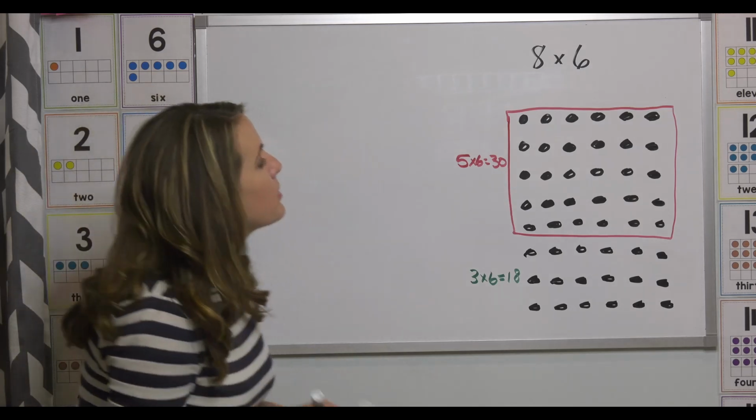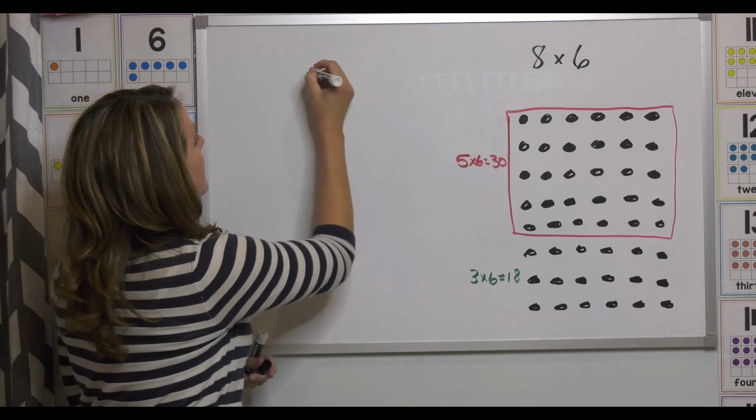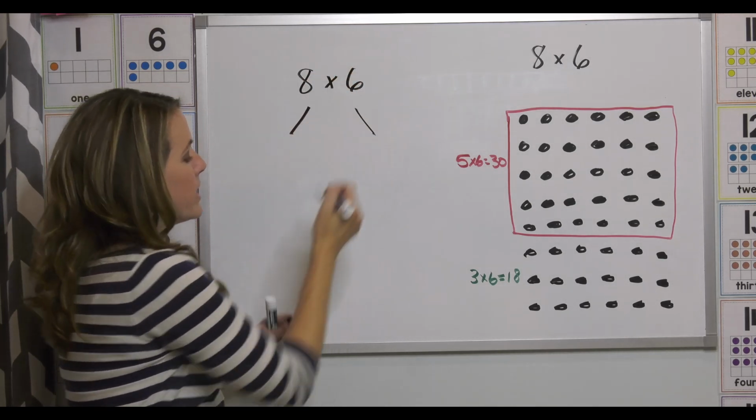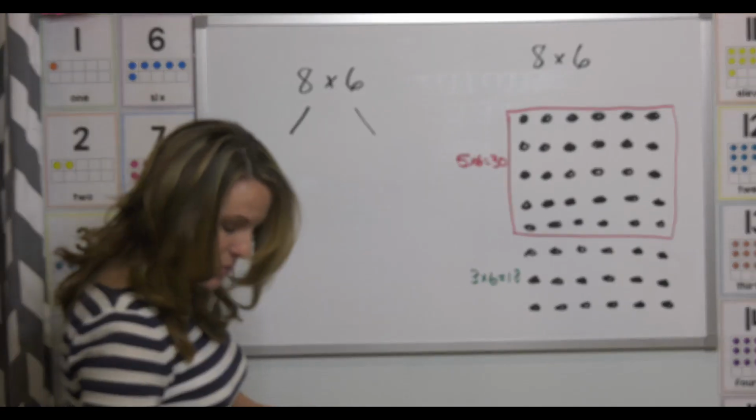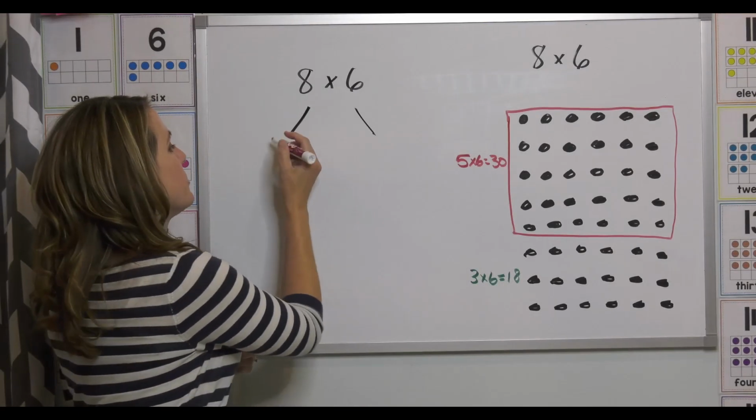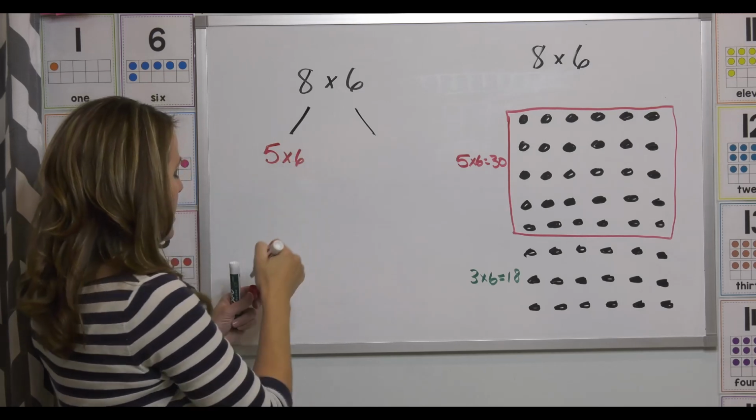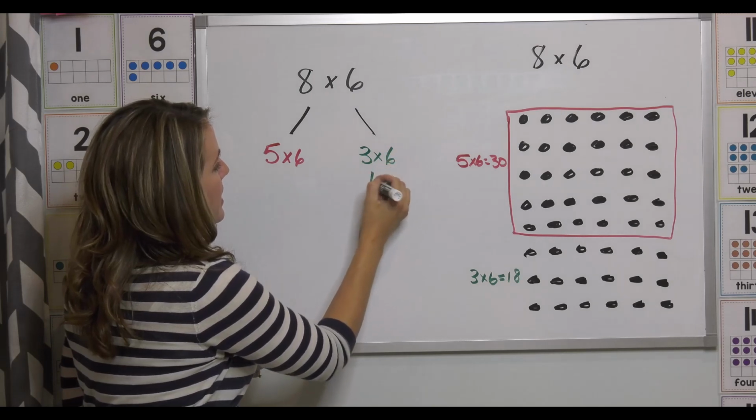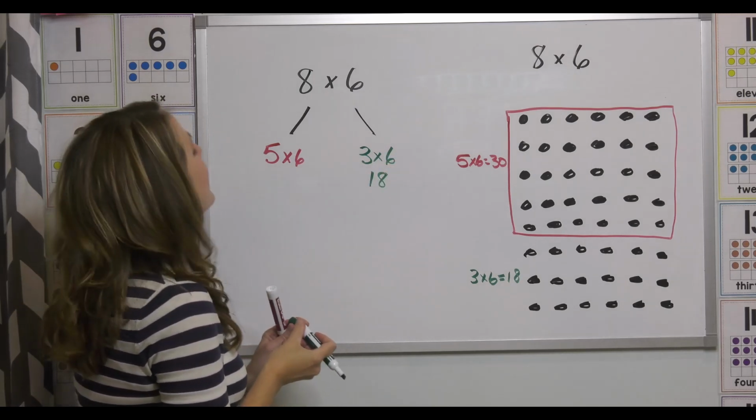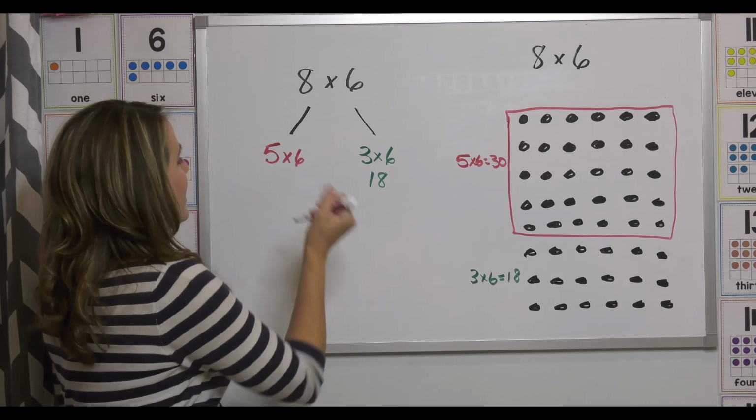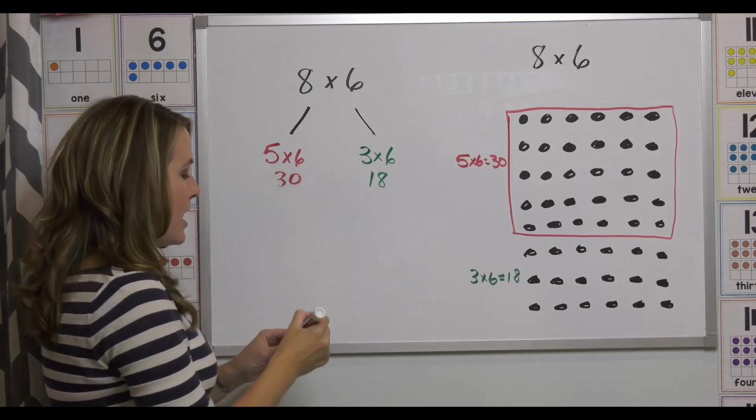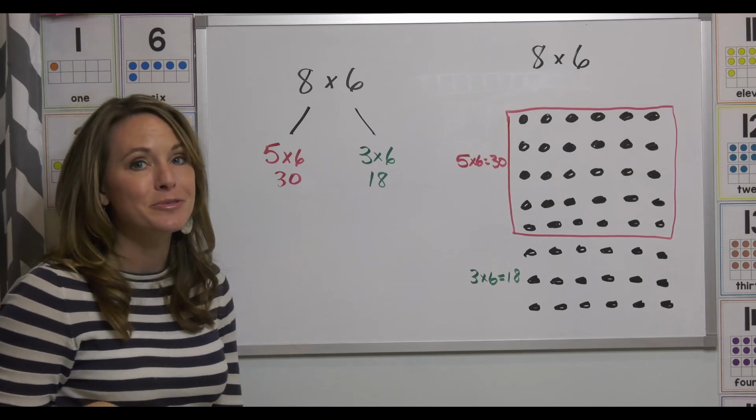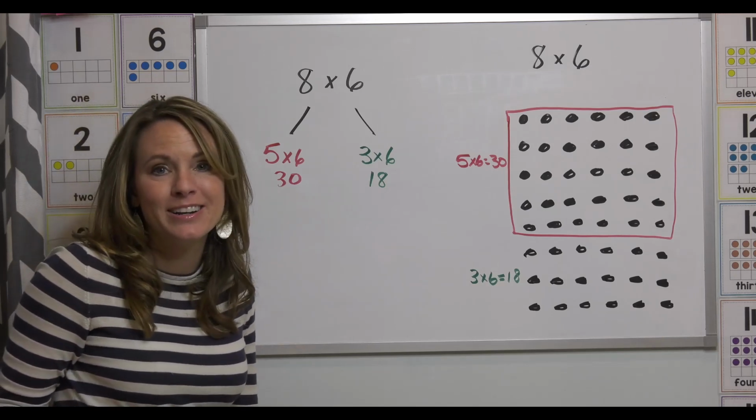You could also think about recording it this way. So I could say 8 times 6 means 8 groups of 6. But I could break it into the parts that I know. So in our model, we did 5 times 6, and we also did 3 times 6. And then I can solve those pieces, and now we would get 30 and 18, and we can add them, and we get 48. Now, here's my question to you. Is that the only way that you can break it apart?